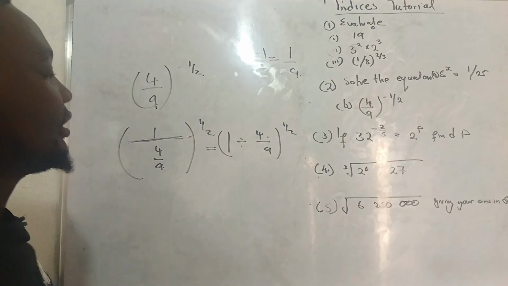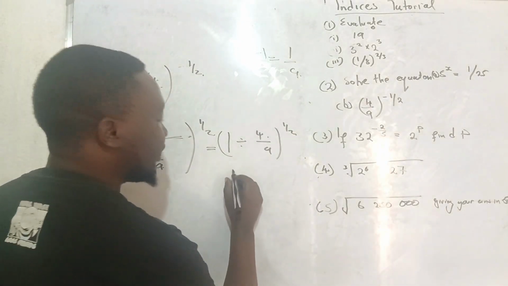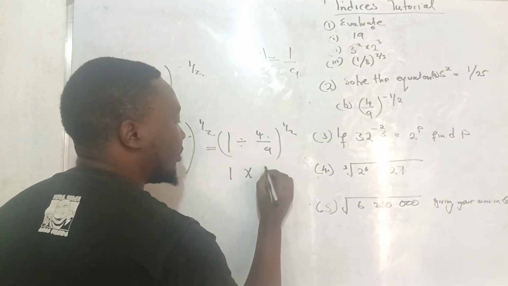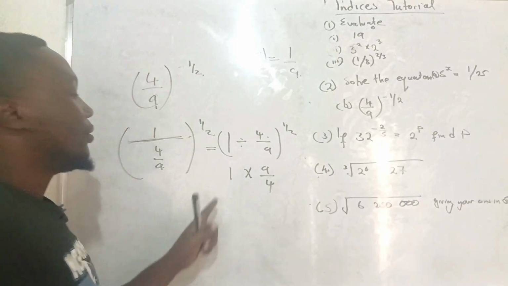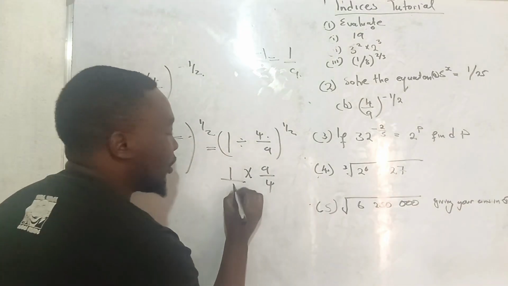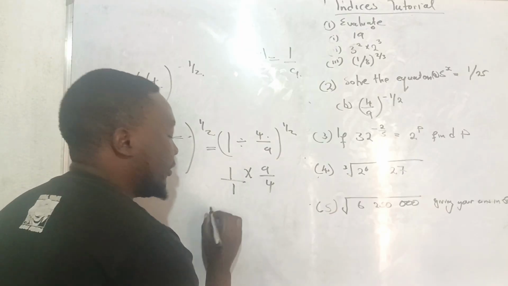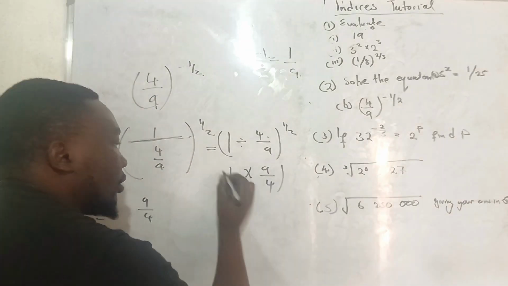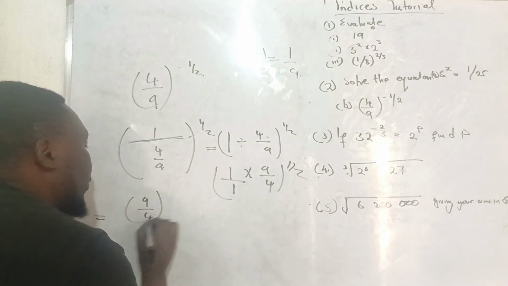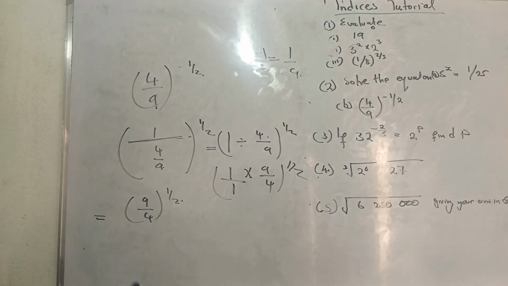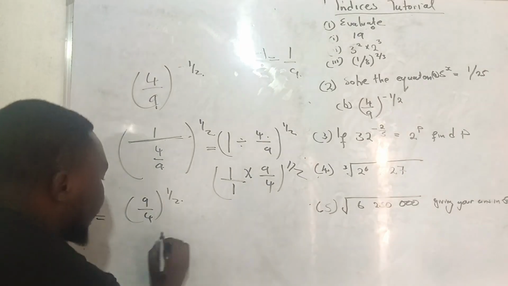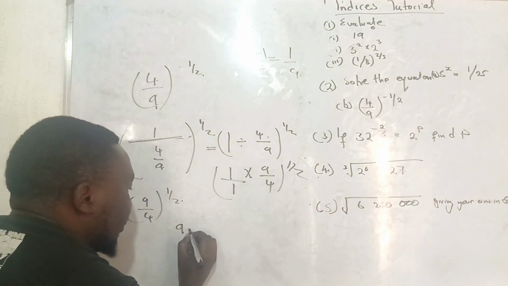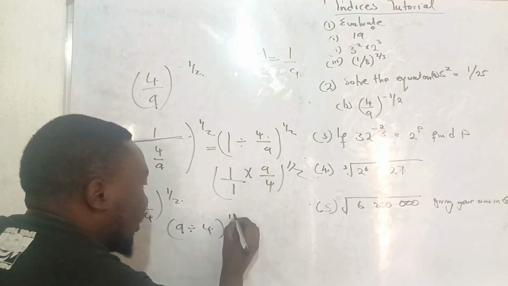Remember, when you are dividing by a fraction, the fraction inverts. So this is 1 multiplied by 9 over 4. 1 here is just 1 over 1. 1 multiplied by 9, 1 multiplied by 4. So you are going to have 9 over 4, to the power half. So you've managed to remove the negative index. You are now remaining with this. So you're going to solve 9 divided by 4 to the power half.